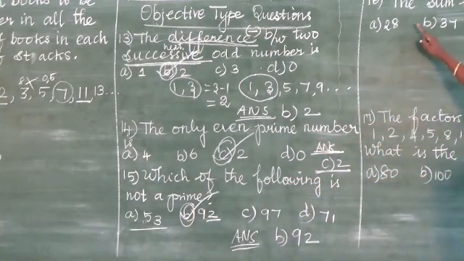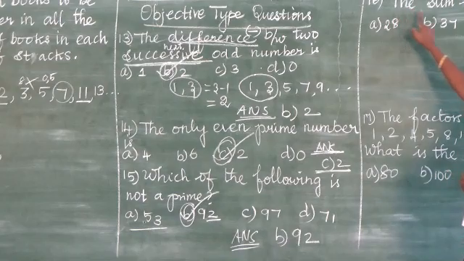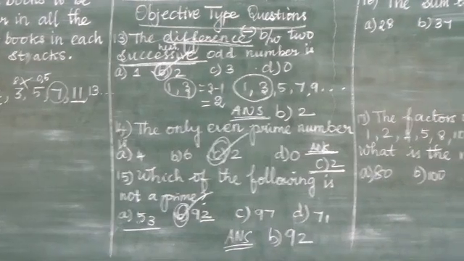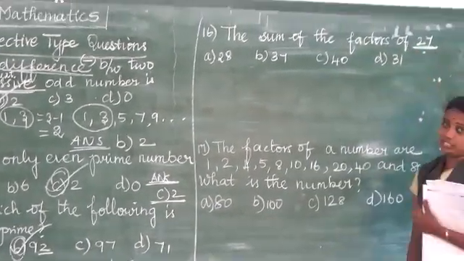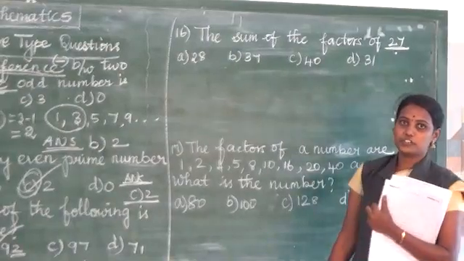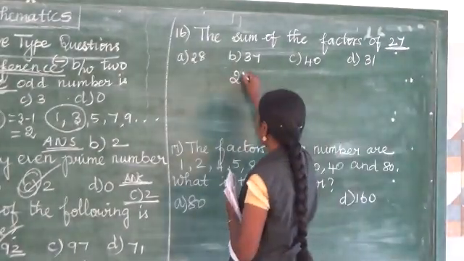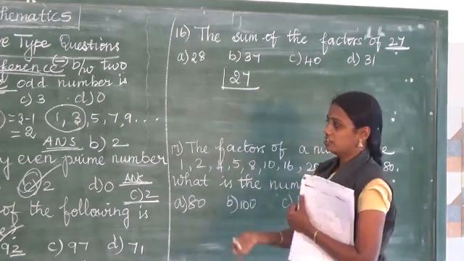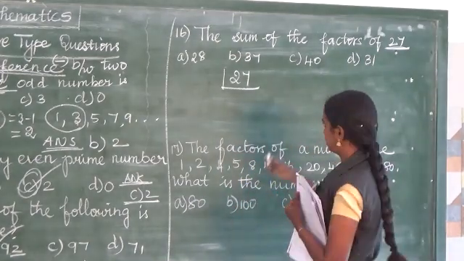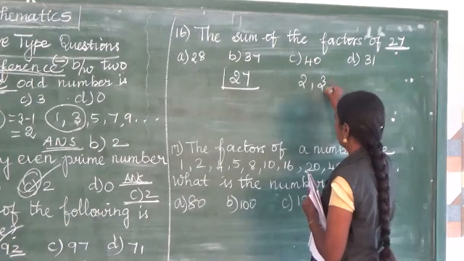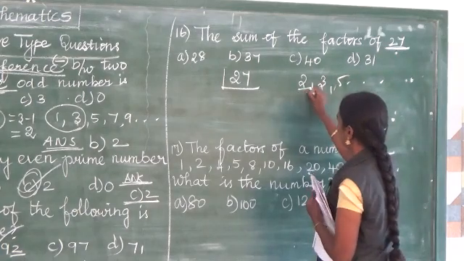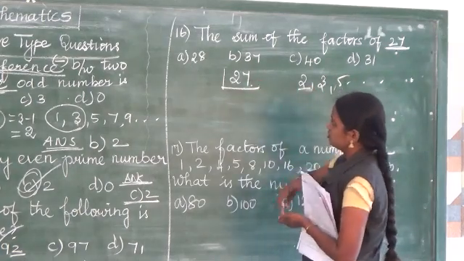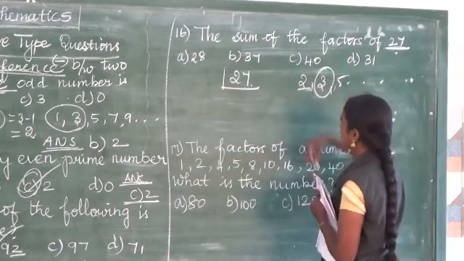Next, question number 16: the sum of the factors of 27. Go for the factors. Factors means multiples of the number. We are going for the prime factorization method, so use the prime numbers 2, 3, 5, etc. 2 will not divide 27, so go for 3.